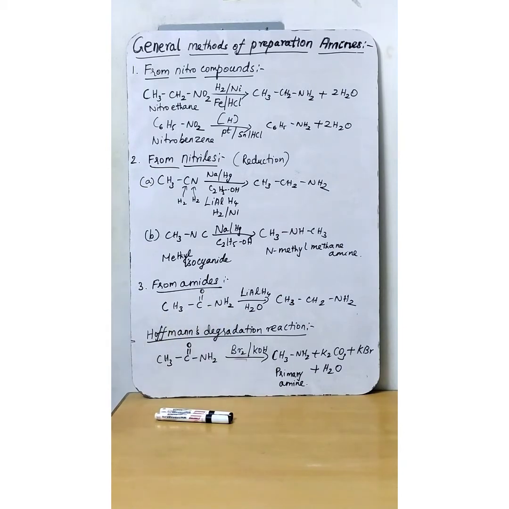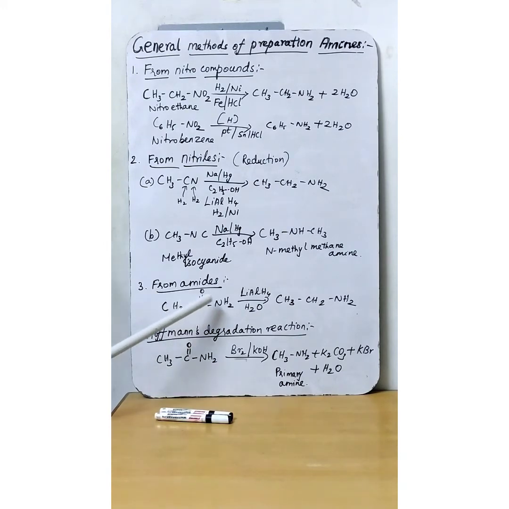Acetamide will undergo reduction in the presence of lithium aluminium hydride. What will it give as the product? 2 hydrogen will be added with this oxygen, and it will be removed as a water molecule. Instead of removing this oxygen with hydrogen, 2 hydrogen will be added to this carbon, and you will get CH3-CH2-NH2. Understood or not what I am saying?